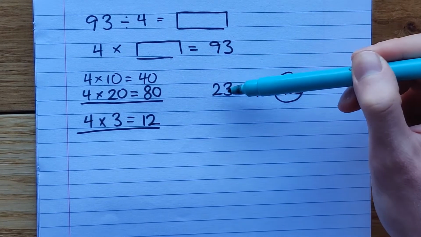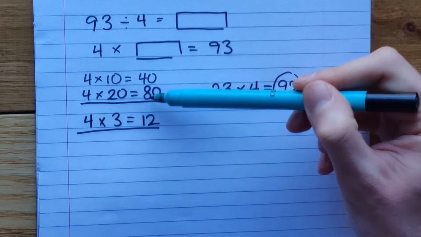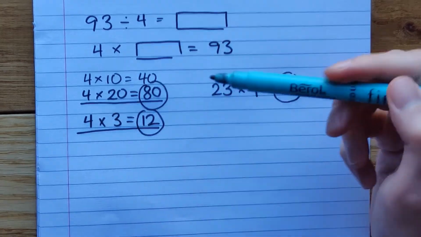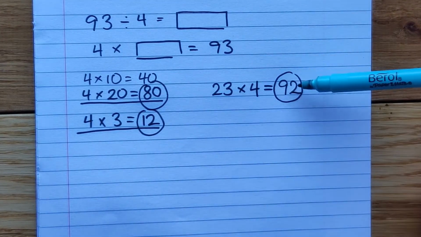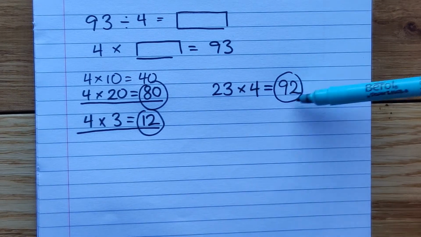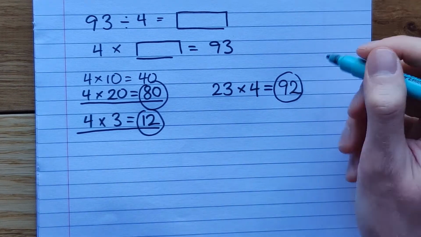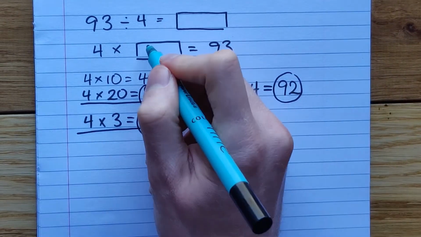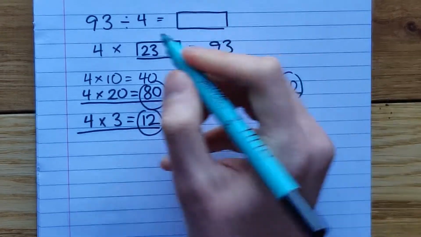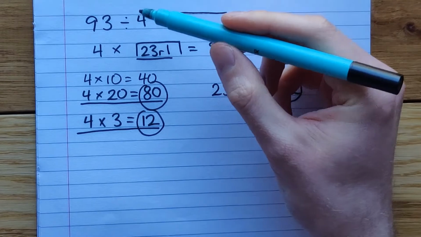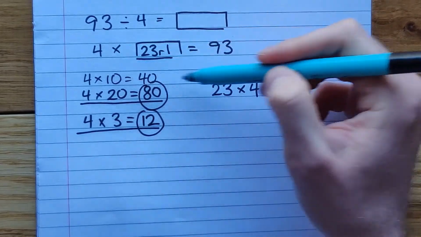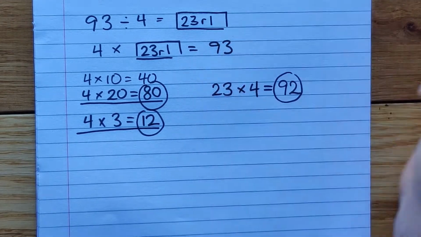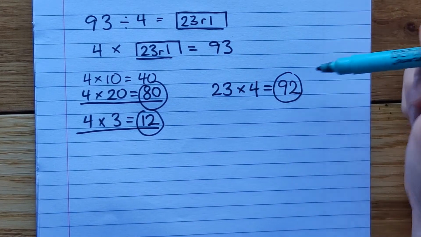So 4 is going to go in 23 times, because 20 times 4 is 80 and 3 times 4 is 12. Add those two numbers together. 20 times and 3 times will give us 80 and 12, which would give us 92 altogether. So how much have we got left over? If we wanted to get to the 93, it would go in 23 times to get us 92, and we'd have 1 left over. Same thing here. 93 divided by 4 is going to be exactly the same. It's asking the same thing. So we're going to get 23 times and 1 left over, because we know 23 times 4 would be 92.